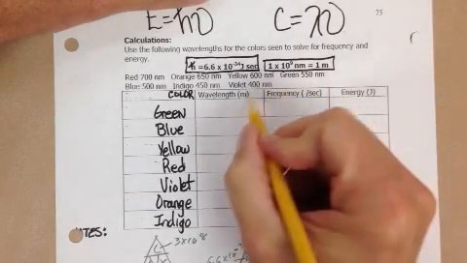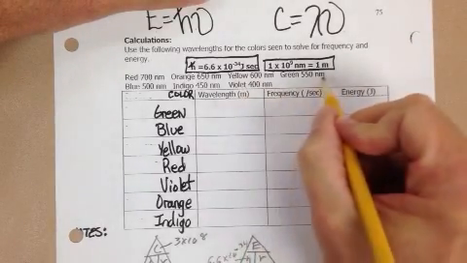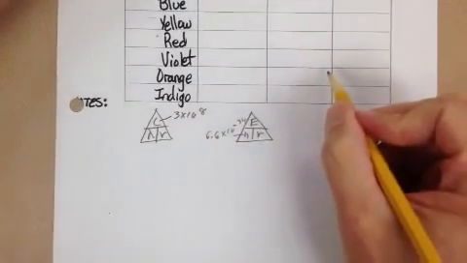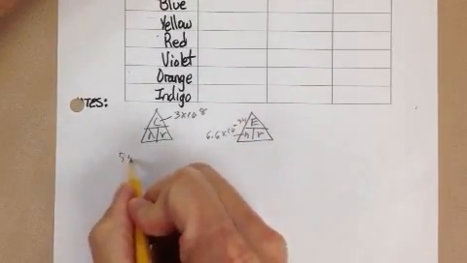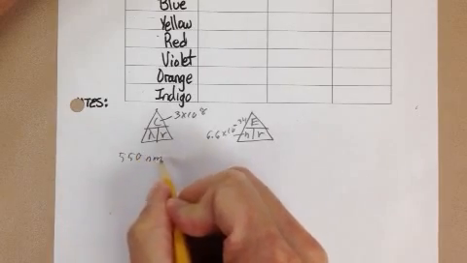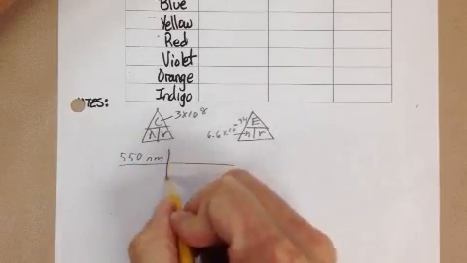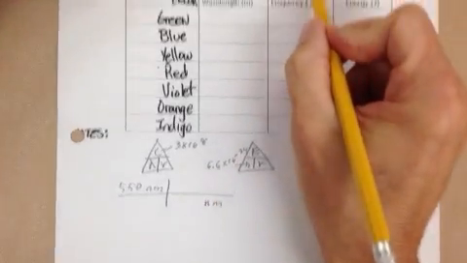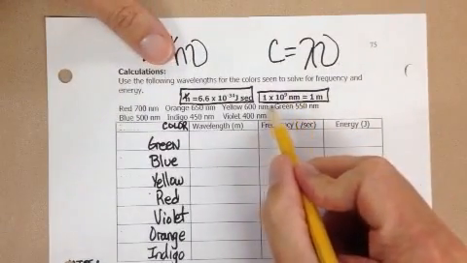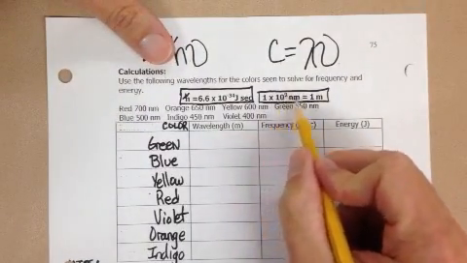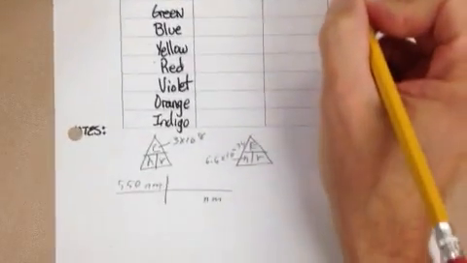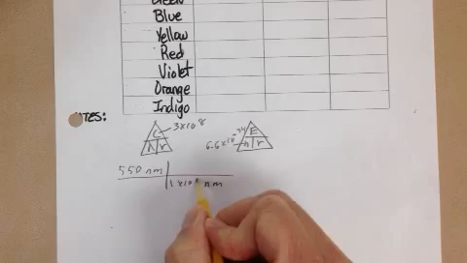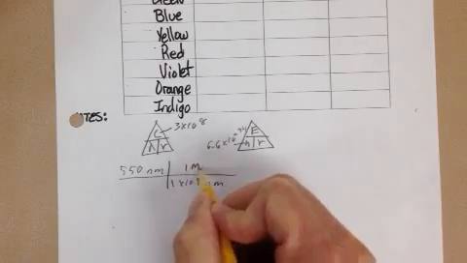Problem is, our wavelength needs to be in meters. So we need to change 550 nanometers to meters. We're going to do that right here by putting 550 nanometers. What goes to the bottom has to be the nanometer, and this right here says 1 e to the 9th equals 1 meter. So I'm going to put 1 times 10 to the 9th nanometers equals 1 meter.